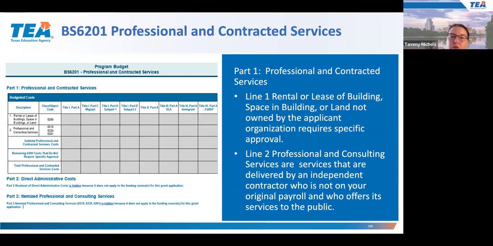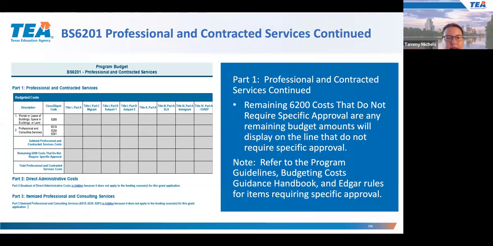If you're unsure which items require specific approval, please refer to the Budgeting Cost Guidance Handbook on pages 4 and 5. They will outline basic itemized costs there. Next, we'll move on to part 2. And again, these are for remaining costs that do not require specific approval. These costs are listed on pages 7 and 8 of the Budgeting Cost Guidance Handbook and should be documented in your local policies and bid processes. If funds were not budgeted throughout this schedule, the BS 6201, you will only need to open and save this schedule.